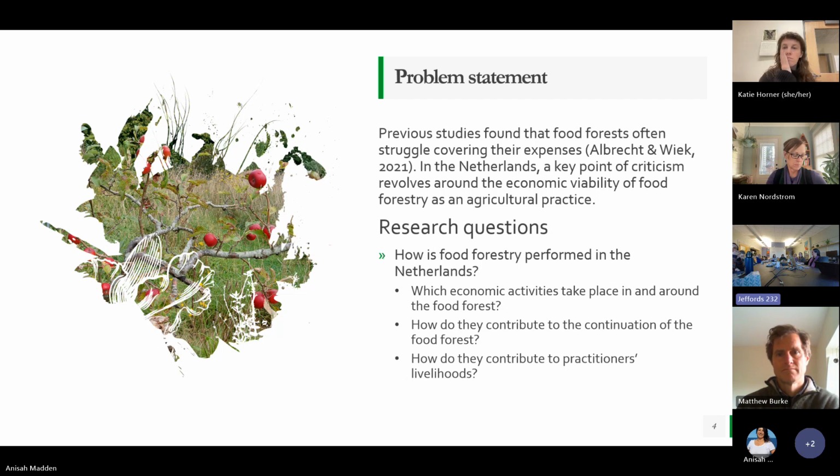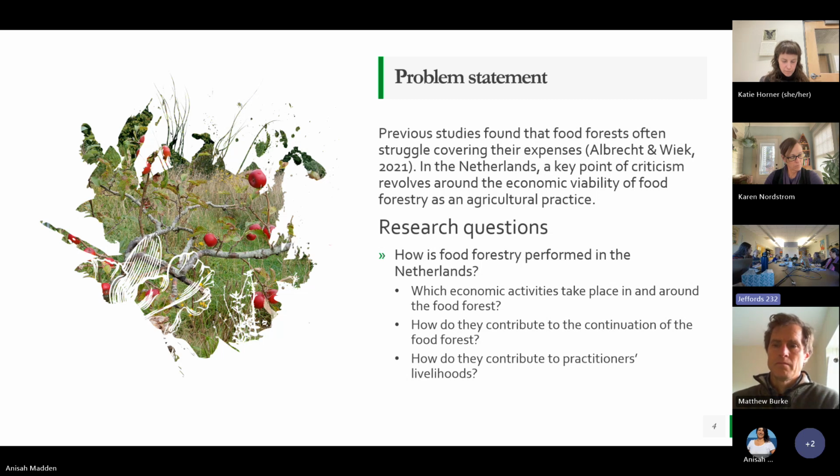I looked at how food forestry is performed in the Netherlands, and I picked 4 food forests to stick with. I'll go into the methodology in the next slide. I hope I didn't hide that slide too. I looked specifically at the economic activities in and around food forests, how they contribute to the continuation of the food forest and to practitioners' livelihoods. This is very much in line with diverse economies thinking, which I'll go into a bit more.